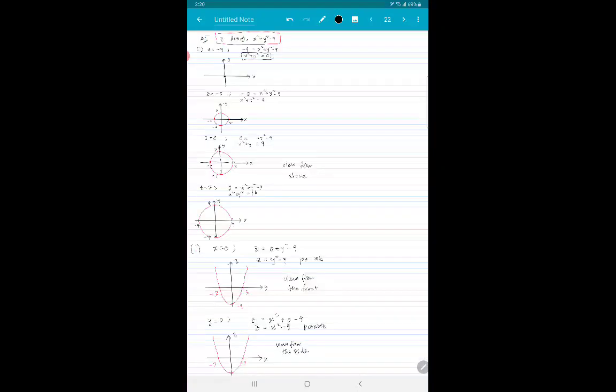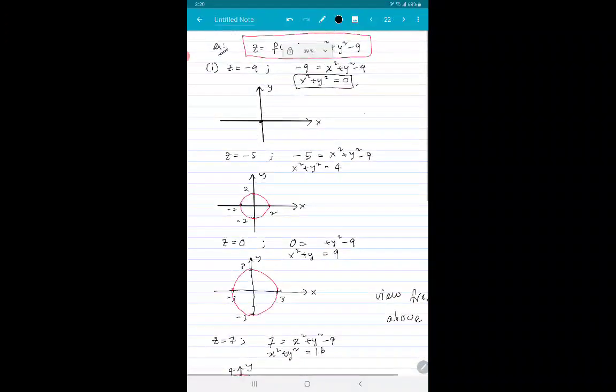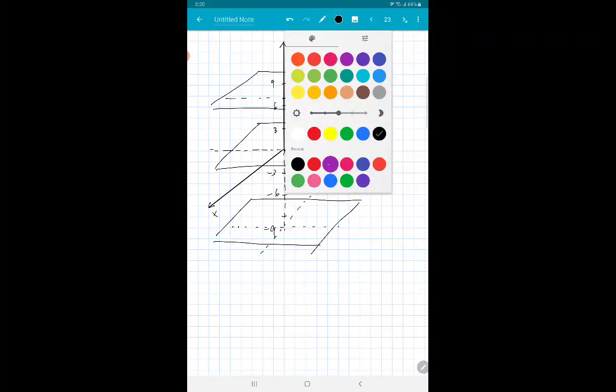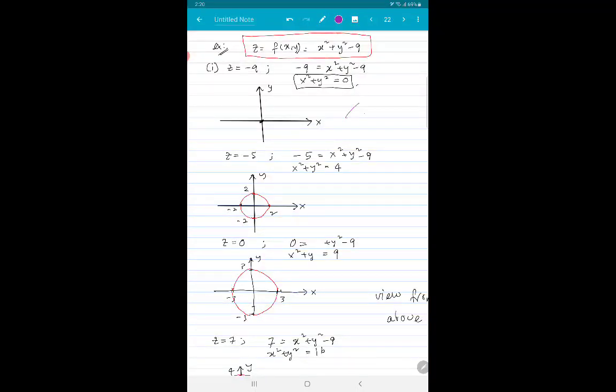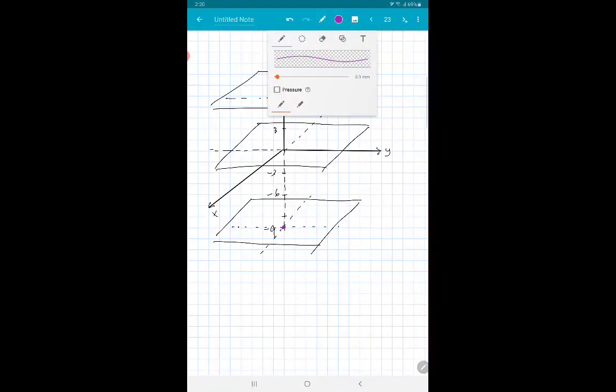Okay, for z equals negative 9, we only have a point. So this point is when x is 0, y is 0, z is negative 9. So in 3D, we have x equals 0, y equals 0, z equals negative 9, would be this point. So this is just sketching a point on the z equals negative 9 plane. I'm going to erase this plane here.